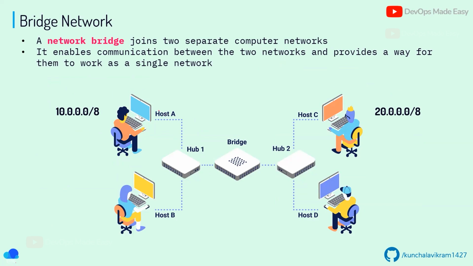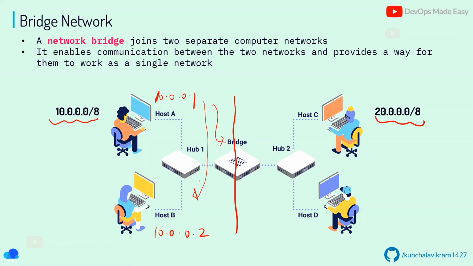So if I have a network which belongs to this CIDR, and I have another network belonging to this CIDR, in order to connect these two different networks, basically we'll have a bridge. What will happen if, let's say, this host is this, and the other host is this. If this host tries to ping 10.0.0.2, it won't cross the bridge because it belongs to the same network. But if this host tries to ping this particular IP address, then it should cross the bridge to talk to the other network, right?